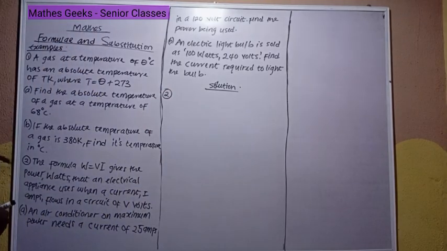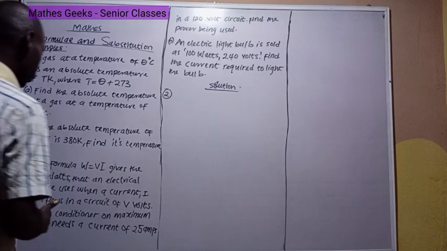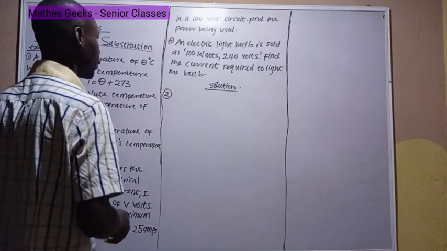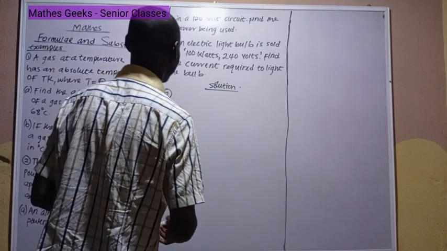The formula W is equal to VI gives the power in watts. Power is in watts that an electrical appliance uses when a current of I amps flows in a circuit of V volts. E says an air conditioner of maximum power needs a current of 25 amps in a 120 volt circuit. Find the power being used.